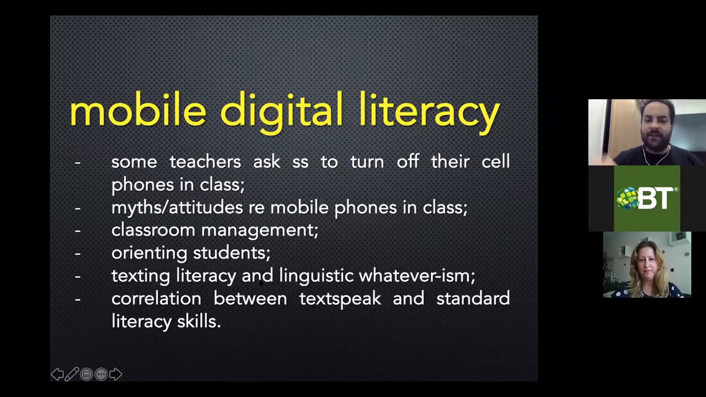Also, there is a tendency to believe that students develop a linguistic whateverism because of technology. That means, I don't know, abbreviating everything and not knowing how to spell things, not knowing how to operate in different registers.